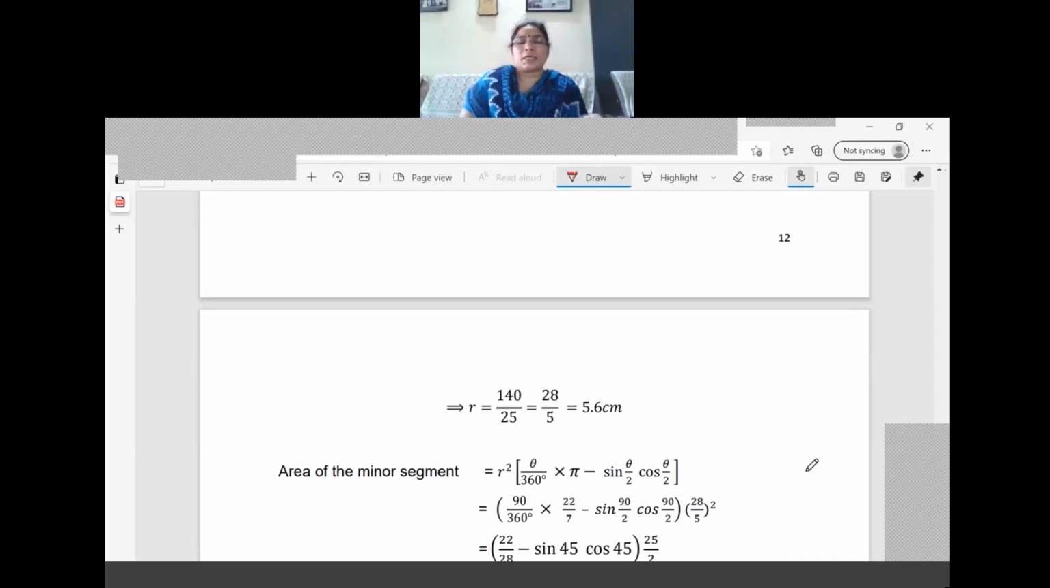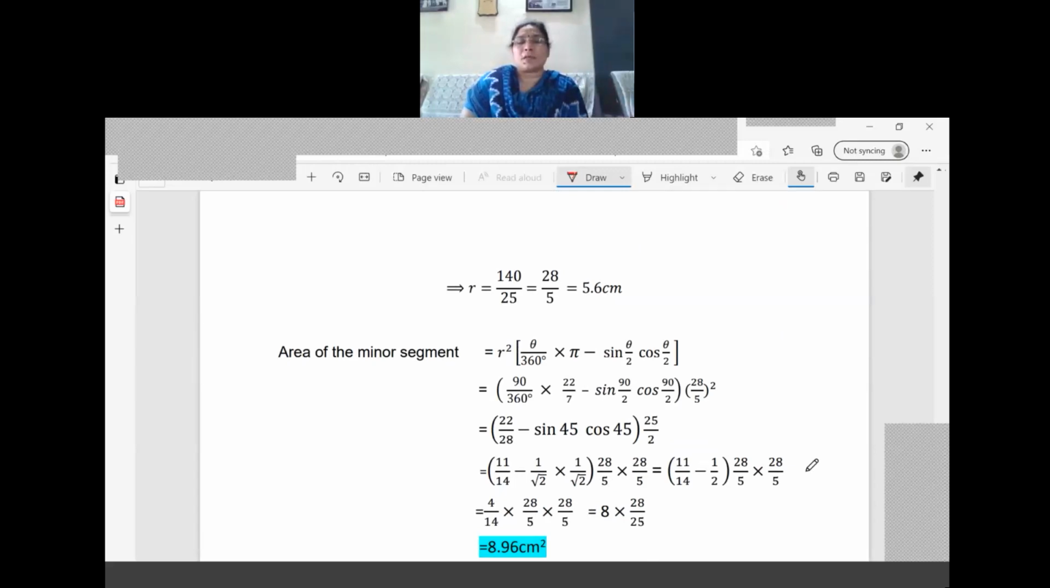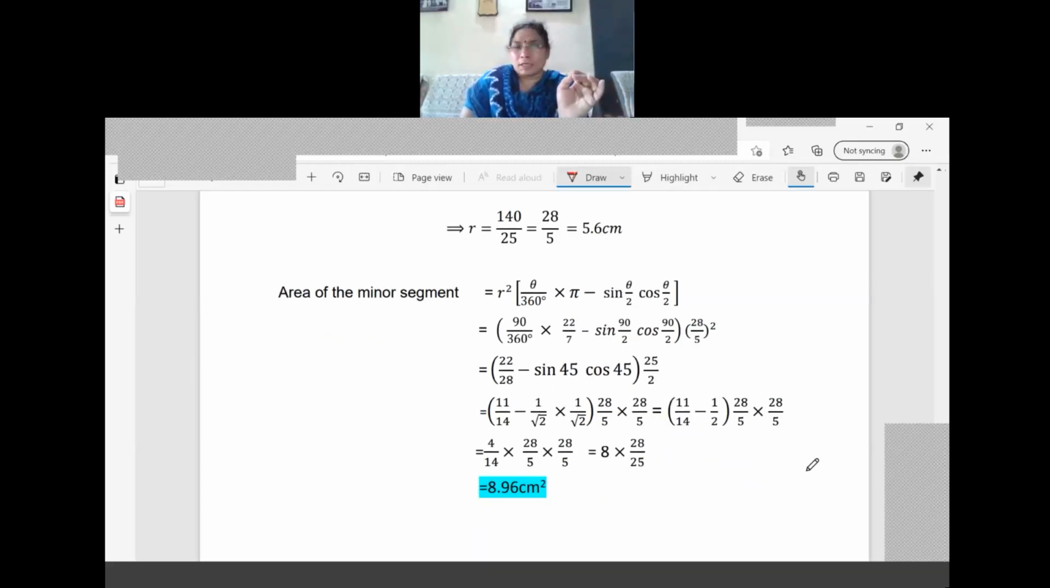Now what is the next part? Area of the minor segment. We know the formula very well. Area of the minor segment equal to R square into theta by 360 into pi minus sine theta by 2 cos theta by 2, right? After that, what is the next part? Substitute the values. Theta equal to 90, R equal to 28 by 5, approximately 5.6. It is written 28 by 5 also.